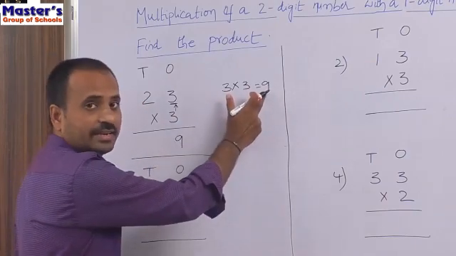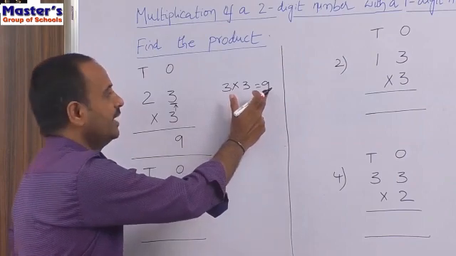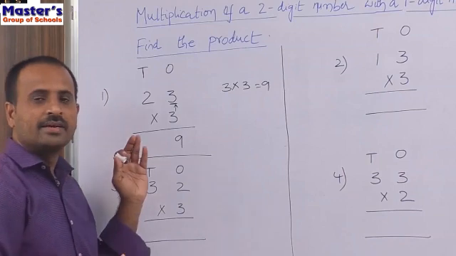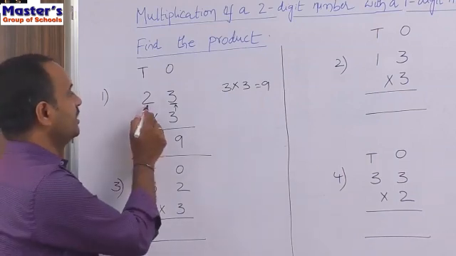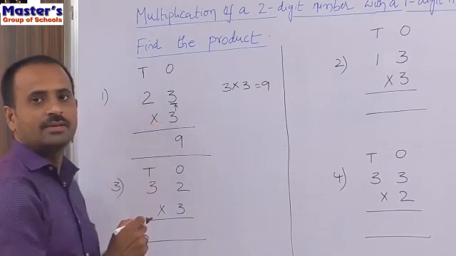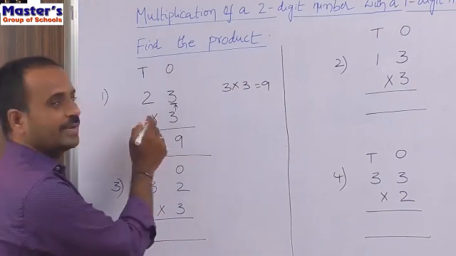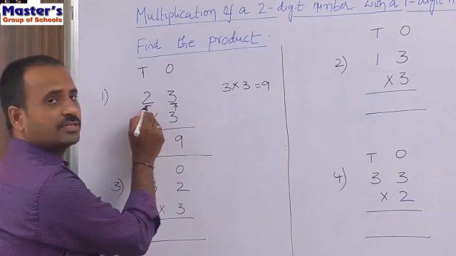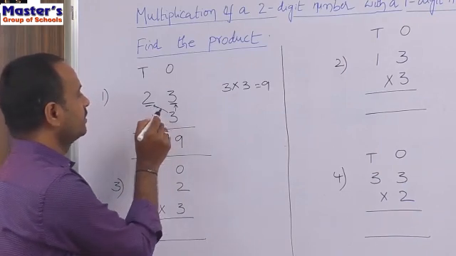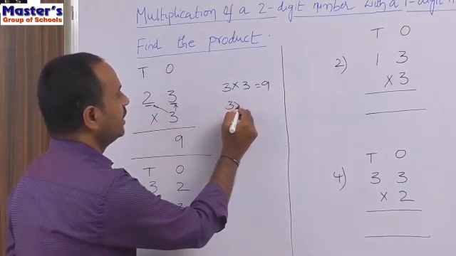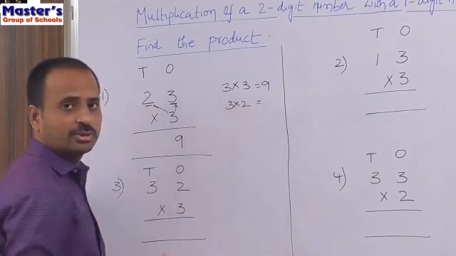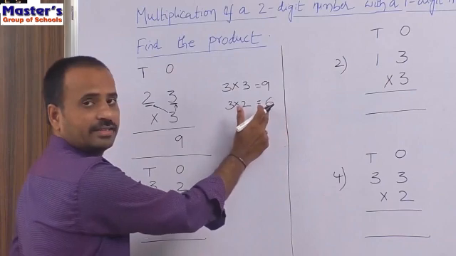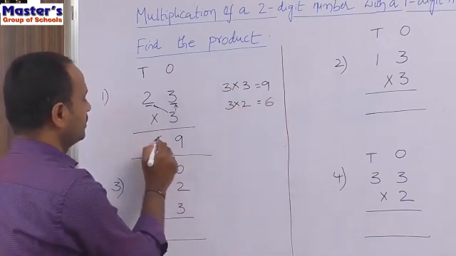Here 9 is a single digit number, so write that 9 under ones place. Now go to the tens place and multiply the digit present in the tens place with 3. So what is the digit present in the tens place here? 2 is present in tens place. So multiply this 2 with 3. That is 3 into 2. Children, 3 2s are how much? 3 2s are 6. Write this 6 under tens place.